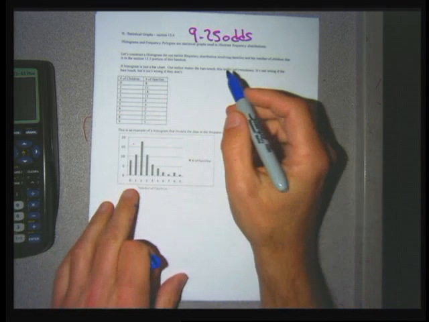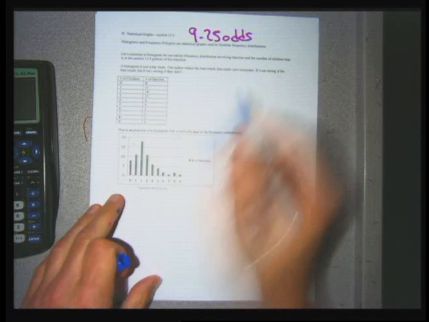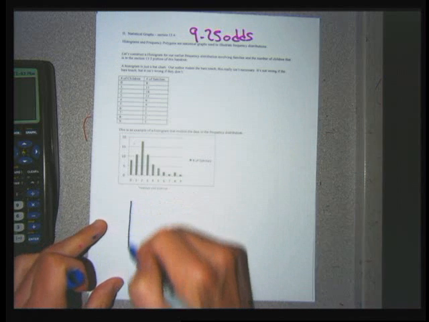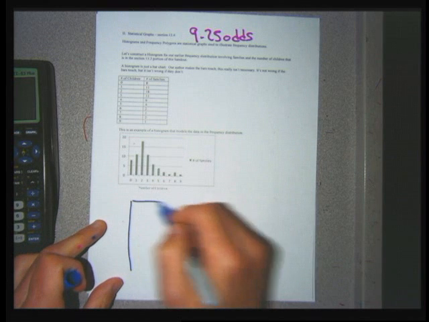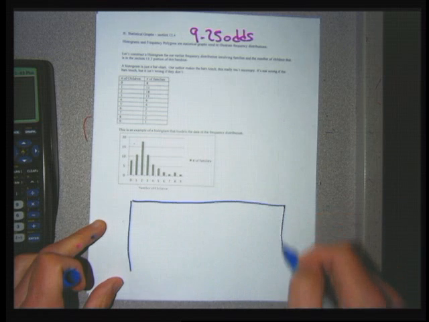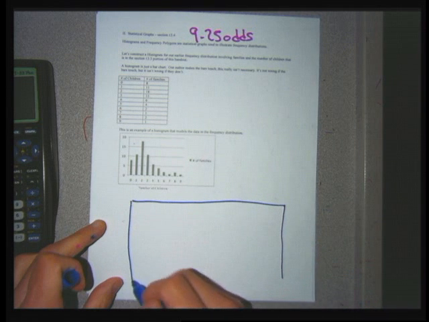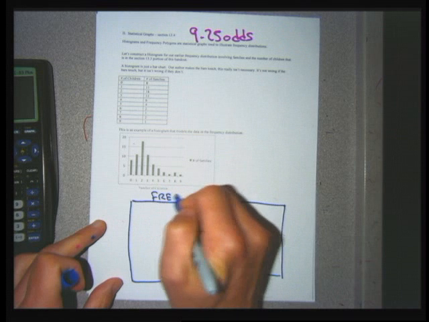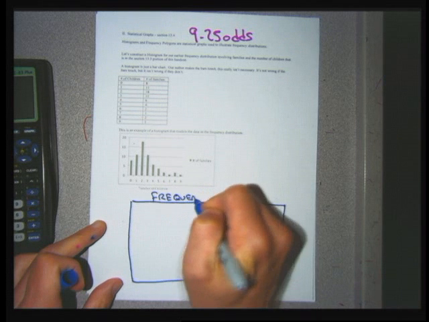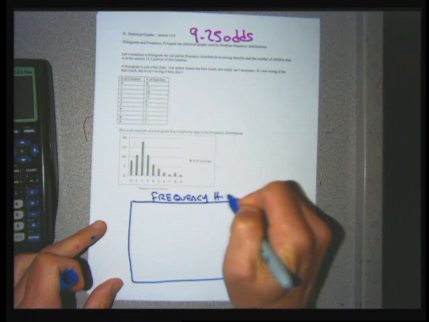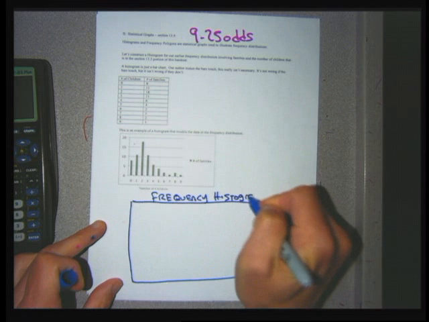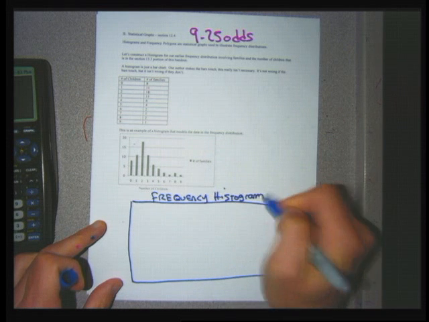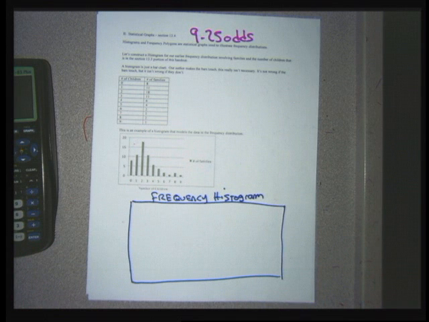I have a picture of a frequency histogram that I used Excel to generate. Let me draw a frequency histogram, which is just a bar chart. That might be more like our author does. So a frequency histogram is another way to organize data. And it's a bar chart, and our author is very consistent.